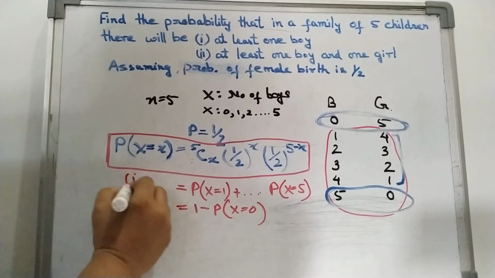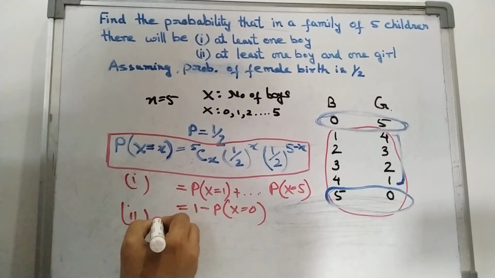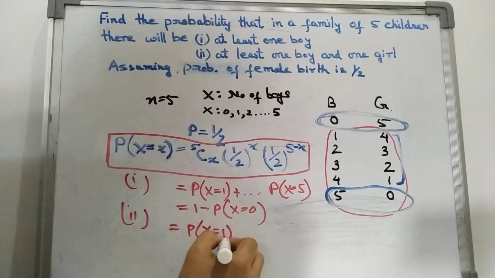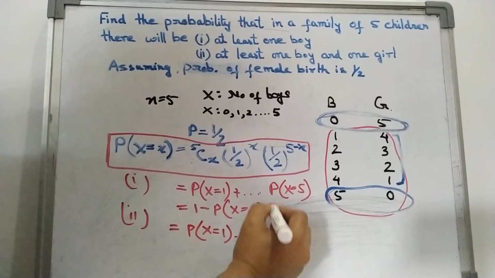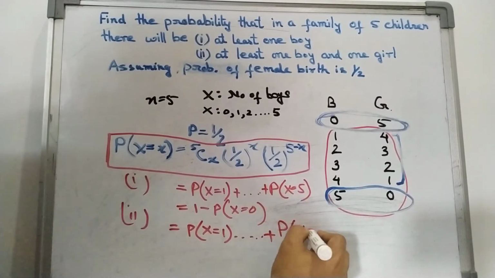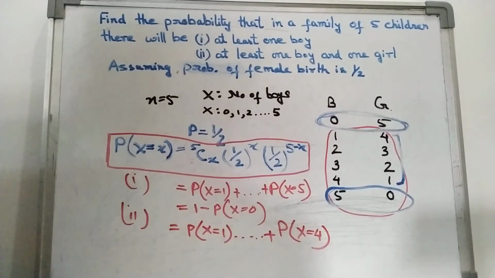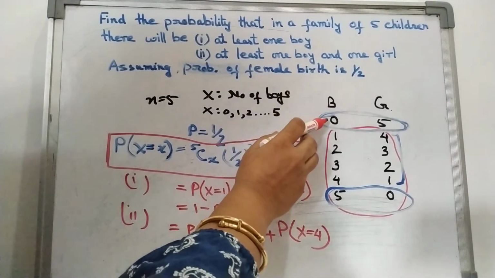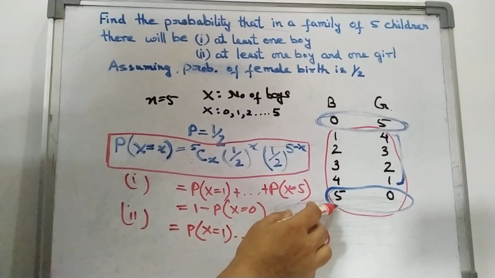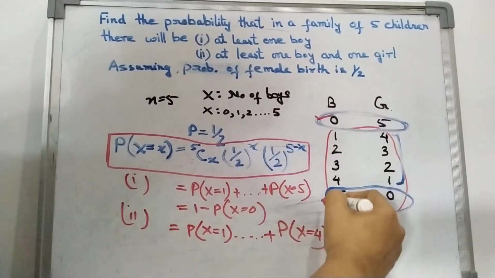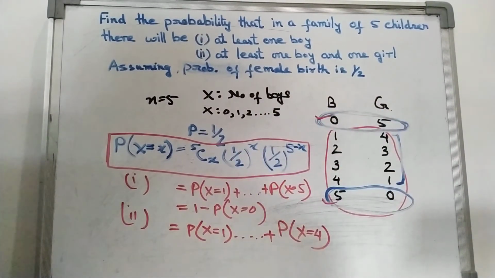The required probability will be equal to probability of x equal to 1 plus up to probability of x equal to 4, that means from 1 to 4 we will take, and we exclude these 2. Or we can find it another way, that means the whole probability 1 minus the probabilities of x equal to 0 and x equal to 5. If we exclude these 2, then also we will get the required probability.